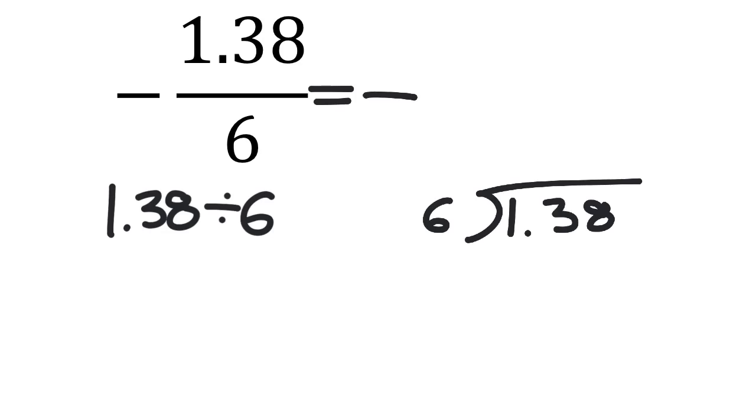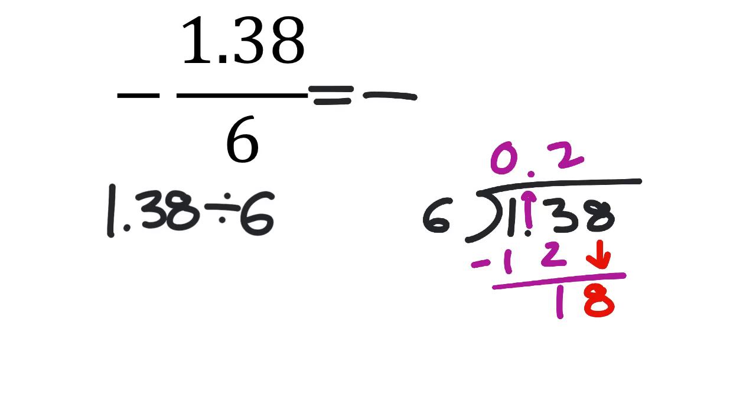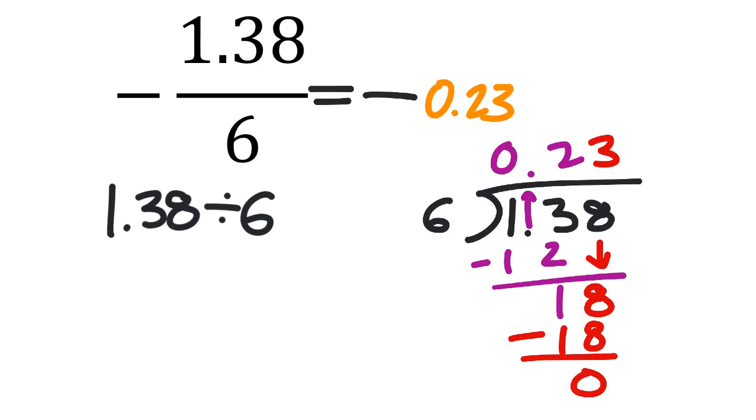Well, 6 won't go into 1. And again, we're just moving the decimal up. So I'm going to show the 0 there to hold that place value. But 6 will go into 13 2 times. 2 times 6 is 12. So I subtract that, I get 1. I'll drop the 8 to make that 18. How many times will 6 go into 18? 3 times. 3 times 6 is 18. So I get 0 remaining. And so that gives me my final answer. Again, we got that negative 0.23 or negative 23 hundredths.